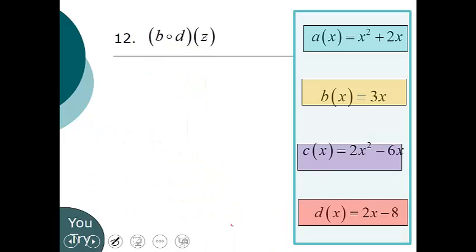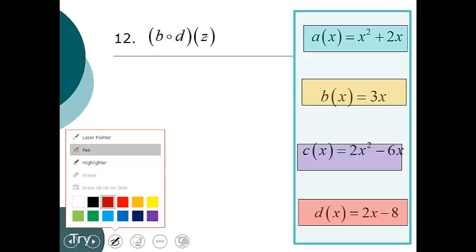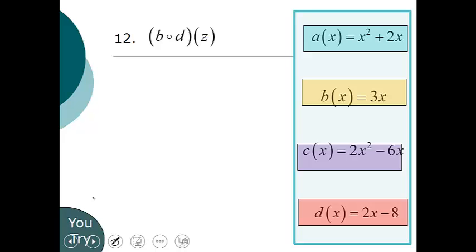Okay, last but certainly not least, we're going to do b of d of z. I'm going to not do this with the color coding because you're going to want to eventually get to the point of not doing the color coding. So I'm just going to go through the way that you need to be a little bit quicker with. But if it doesn't make sense, look at the way the color coding is, and you're more than welcome to use that.